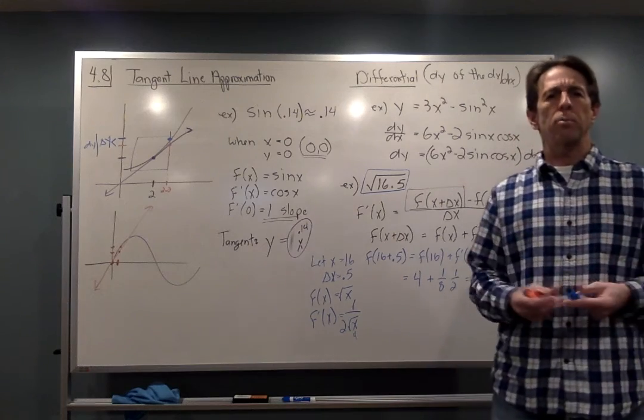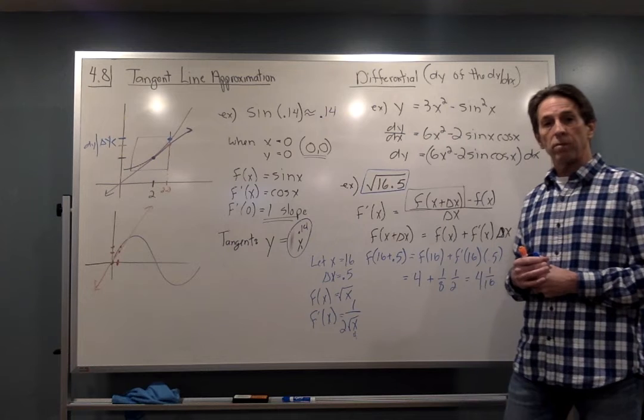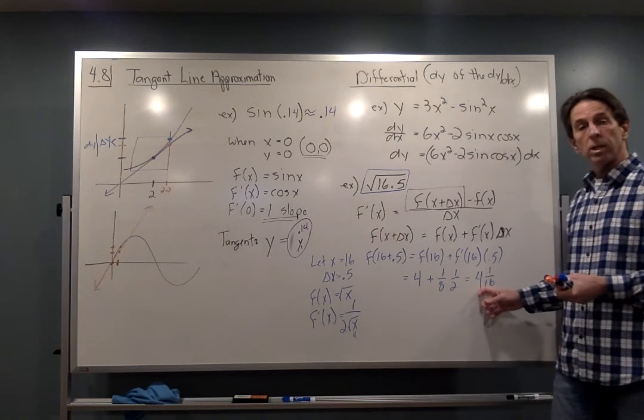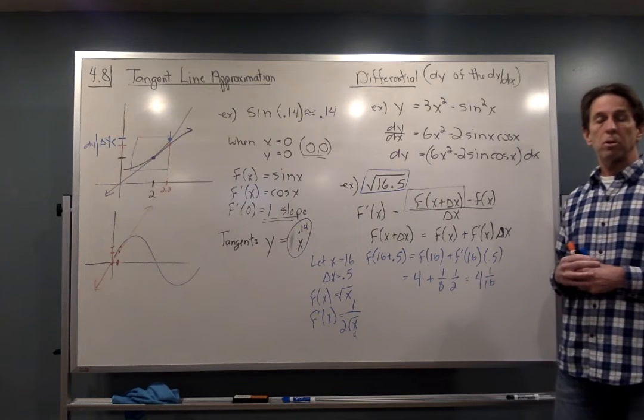So again, an historic appreciation. Think years ago how you would figure out the square root of 16.5. This is a nice approximation. It's not exact, but it's very, very close. And if you check it on your calculator, you'll see how close.